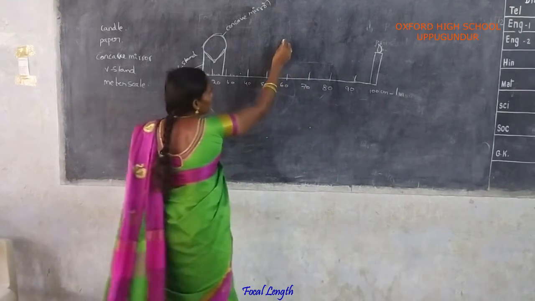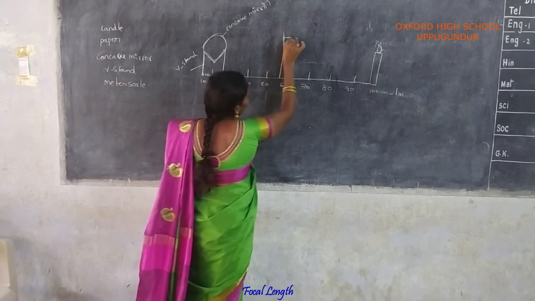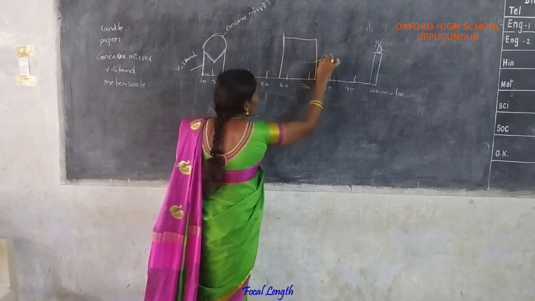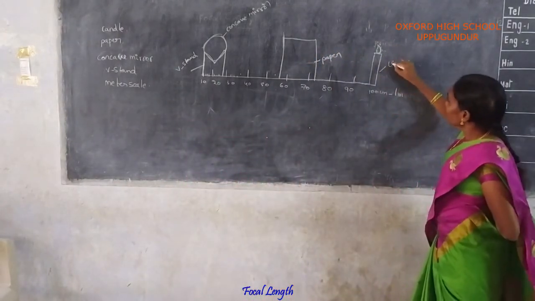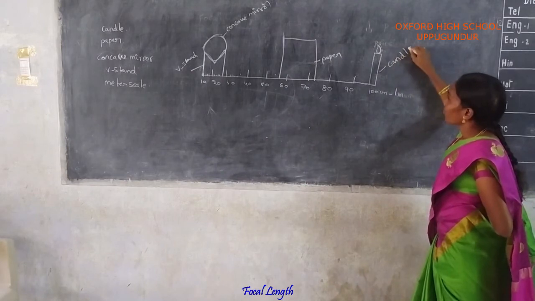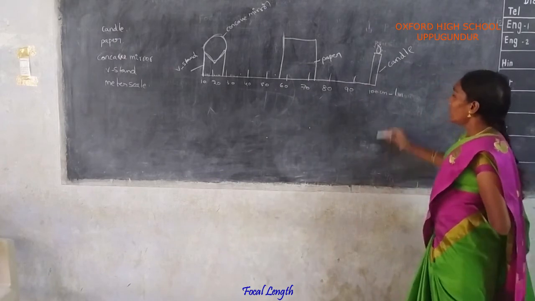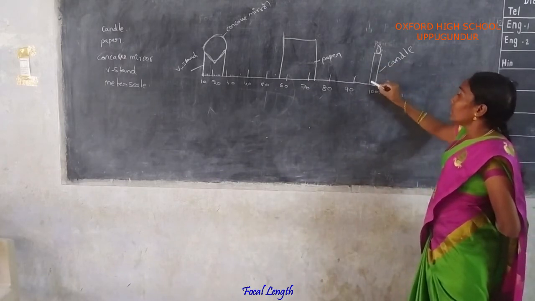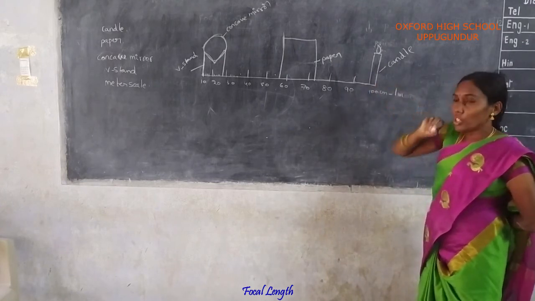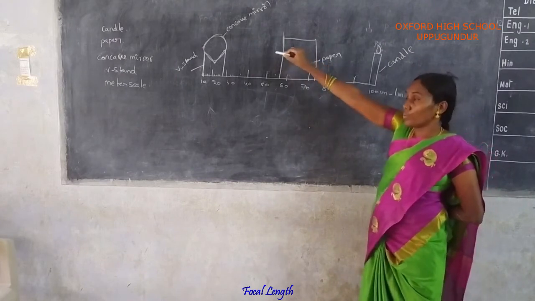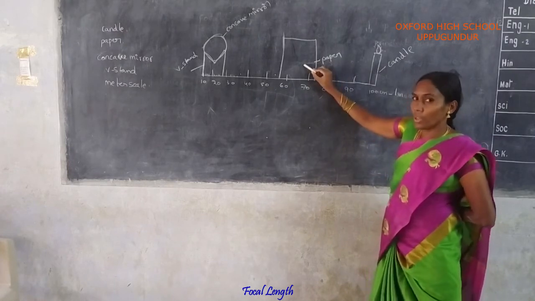And next, take the small paper. That paper is kept in between the candle and the concave mirror. This is the paper. The paper acts as a screen. This is the candle, paper, and next the concave mirror. Here, first the candle should be kept at 1 meter distance on the meter scale, and we observe what type of image is formed on the paper with the help of the concave mirror.